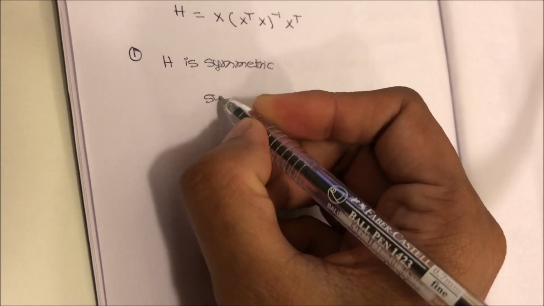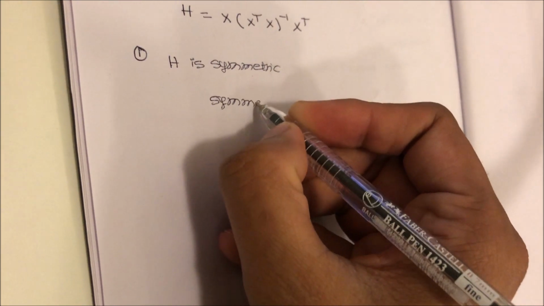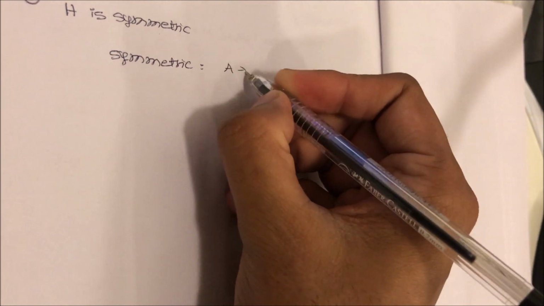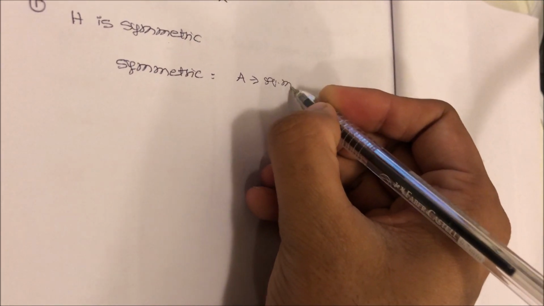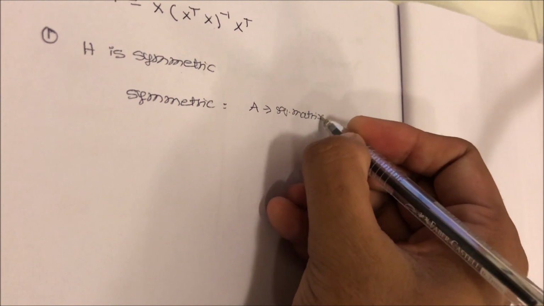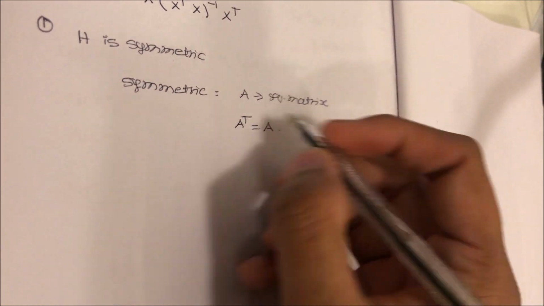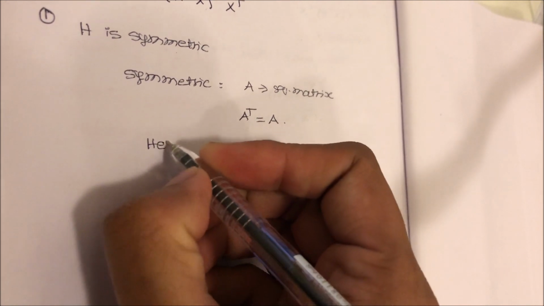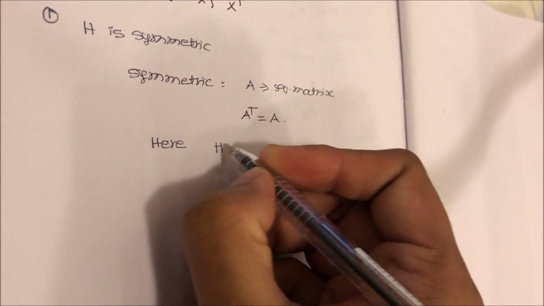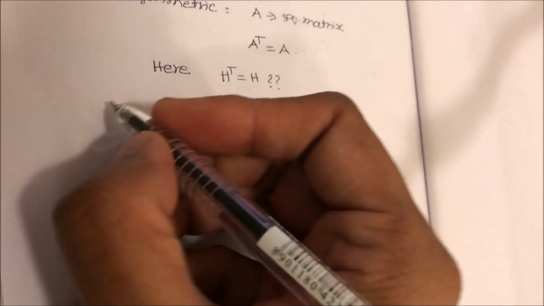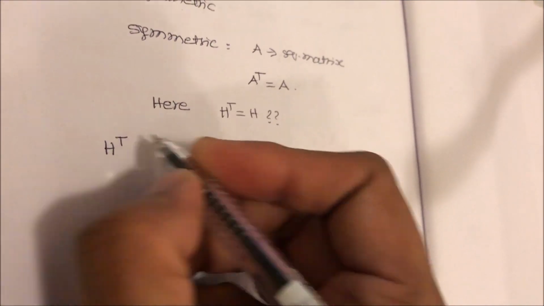Do you know the definition of a symmetric matrix? A matrix is said to be symmetric if it is a square matrix and also A transpose is equal to A. So here we need to prove that H transpose is equal to H, right? Now consider H transpose.